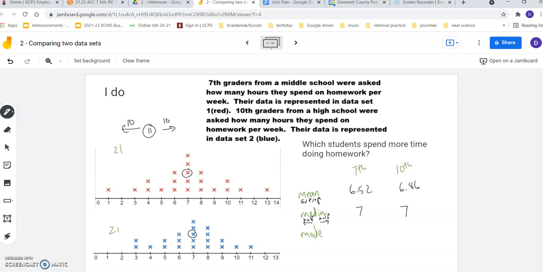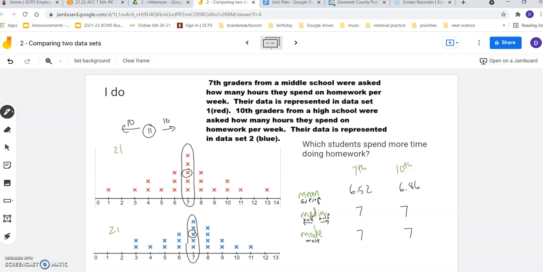And then the mode, remember, that's the number that happens the most times. So when we talk about it, we would say something like, more students spend 7 hours doing homework than any other amount. So that's 3 different ways to answer the question. Who spends more time on average, whose median is higher, half spend more, half spend less. Whose mode is higher, that's the time spent more than any other time.